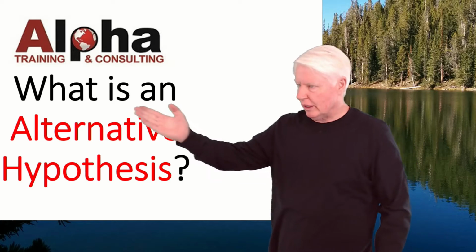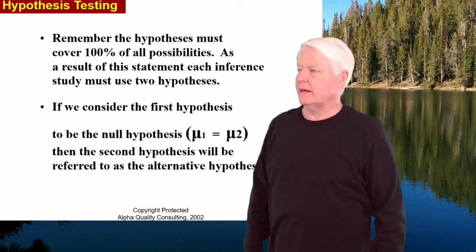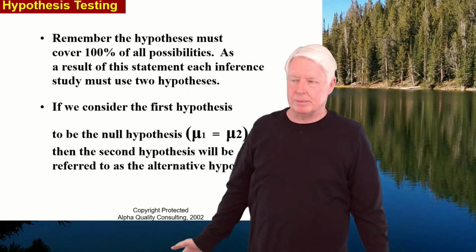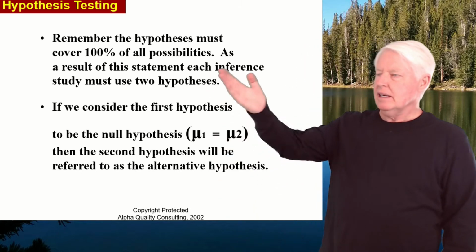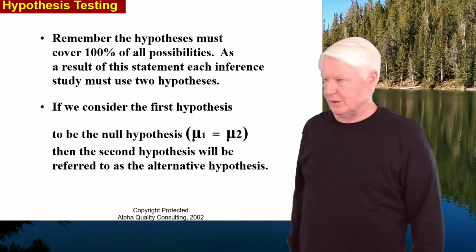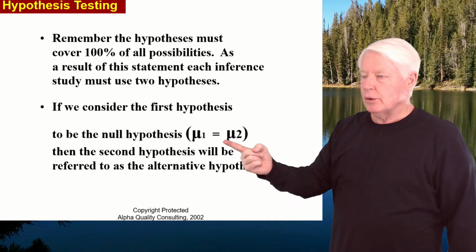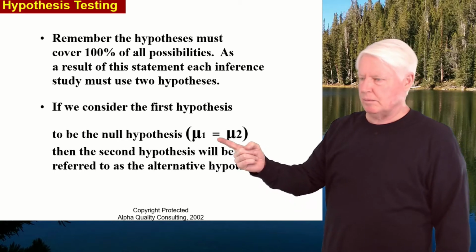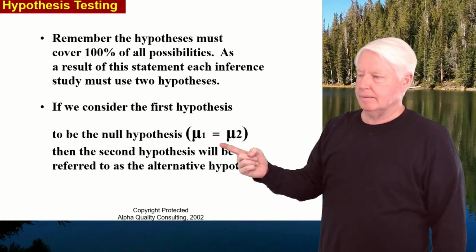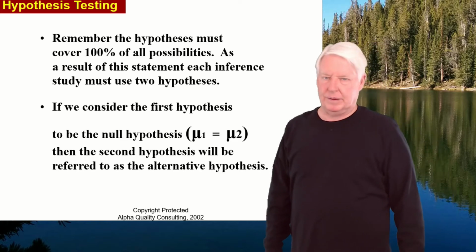Today I'm going to answer the question, what is an alternative hypothesis? Remember, the hypotheses must cover 100% of all possibilities. We talked about that last week. As a result of this statement, each inference study uses two hypotheses. If you consider the first hypothesis to be the null hypothesis, remember, just a review from last week's lecture, the null hypothesis must have an equal sign. Then the second hypothesis will be referred to as the alternative hypothesis.